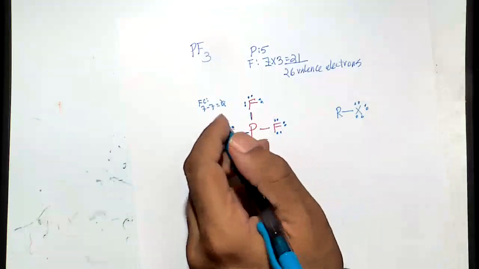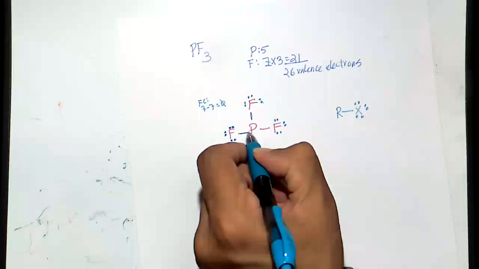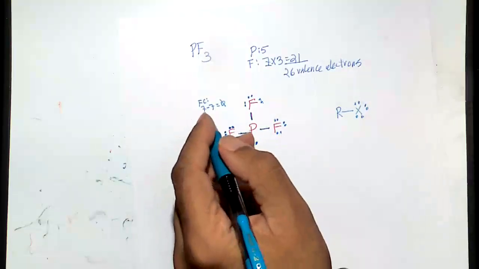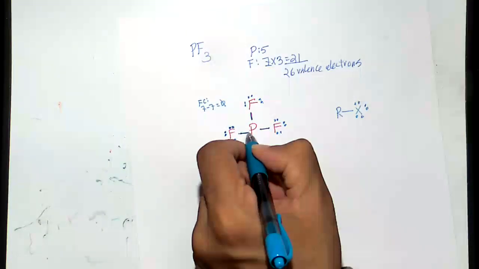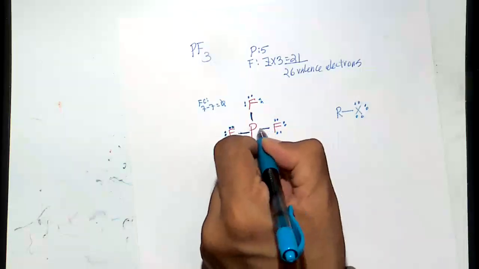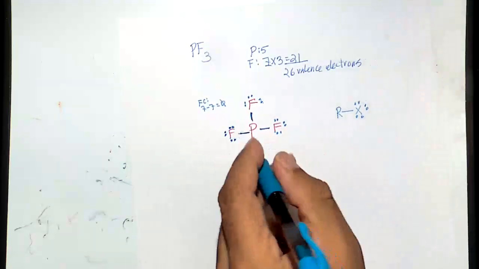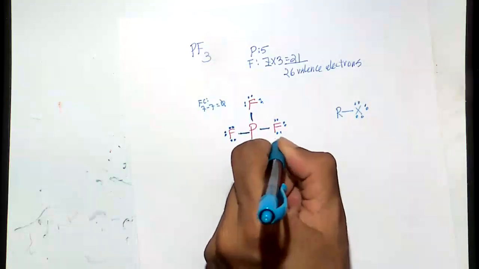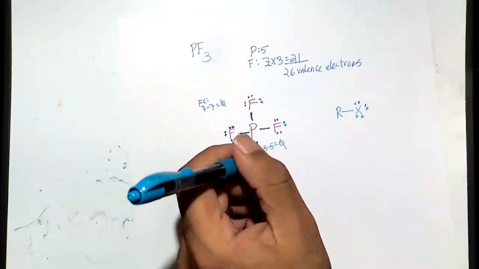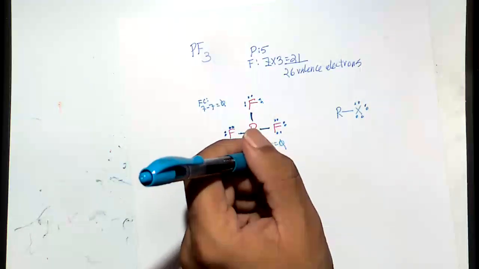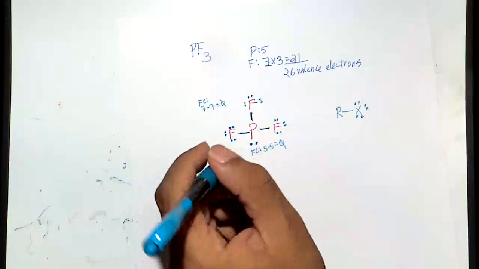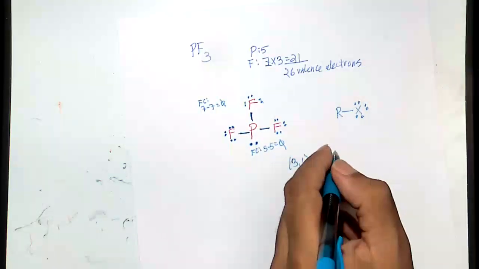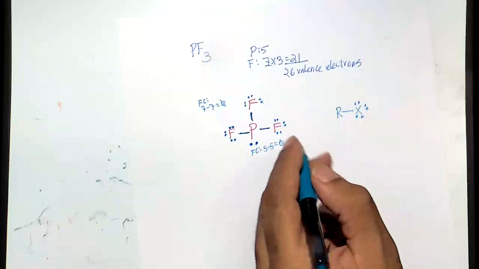So let's do formal charge and octet for the phosphorus. 1, 2, 3, 4, 5, 6, 7, 8, so octet is fine. Formal charge: 1, 2, 3, 4, 5. What is phosphorus happy at? 5. What's 5 minus 5? 0. How many bonds and how many lone pairs? 3 bonds, 1 lone pair.